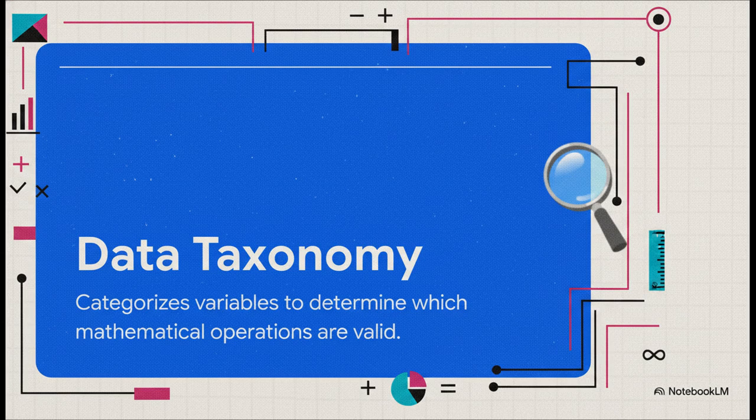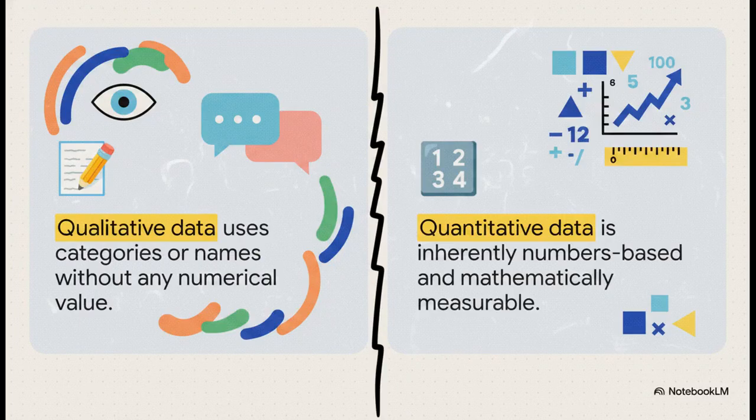Because look, if you apply the wrong mathematical formula to the wrong data type, your software might still run it, sure, but it's going to instantly spit out flawed, completely meaningless results. To prevent those kinds of disastrous errors, we have to draw a hard line between our data types. On one side, we have qualitative or categorical data. This uses natural language or categories that don't have any inherent numerical value at all, like eye color. On the flip side, we have quantitative data. This is inherently numbers-based and mathematically measurable, like someone's height or their daily calorie intake.